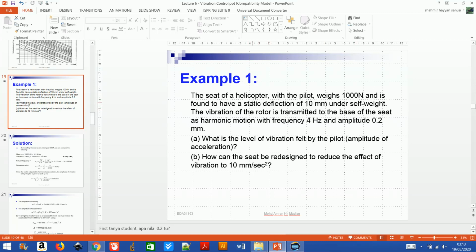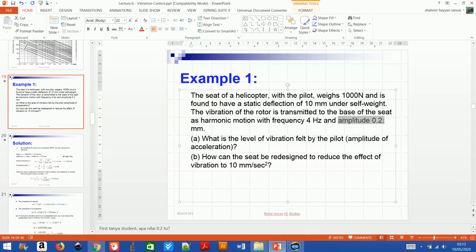So static deflection, this is the delta, and this is the weight, which is W. The vibration of the rotor is transmitted to the base of the seat as harmonic motion with frequency 4 Hz. So what is this for? This 4 Hz is actually the forcing frequency and amplitude of 0.2 mm. So what is this amplitude?